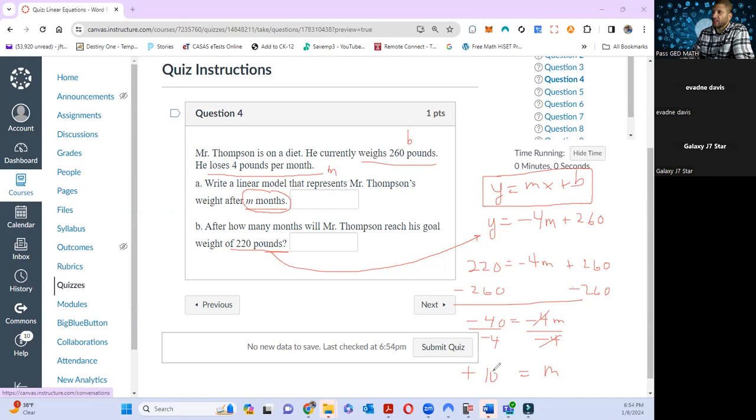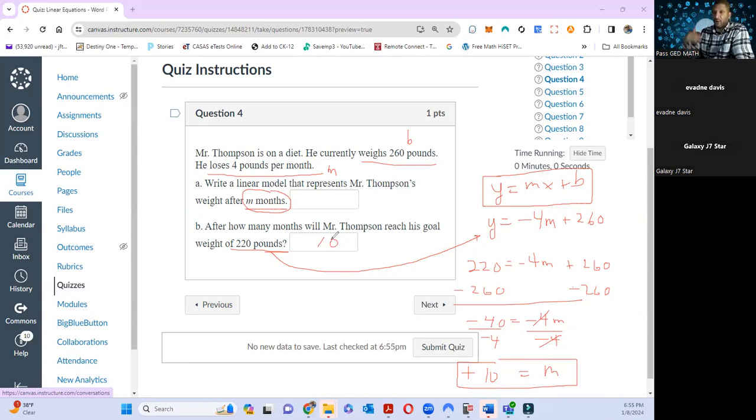10. So in order for him to go from 260 to 220 pounds, how long is it going to take him? 10 months. There wasn't anything to do. m equals 10. What does m stand for? The number of months. So it'll take him 10 months to get down to 220 pounds.